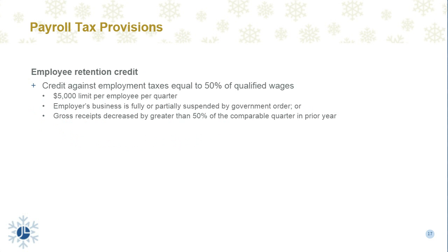The next piece that we wanted to remind everyone of is the employee retention credit. This is a credit against employment taxes equal to 50% of qualified wages. Qualified wages are essentially amounts paid between March 12th and the end of 2020. It excludes wages that were used for a credit on paid sick and family leave under the Families First Coronavirus Response Act. So if you've paid wages for someone that was sick or experiencing issues because of COVID, those wages would be ineligible. The credit is a $5,000 limit per employee and per quarter. It's available when your business is fully or partially suspended by a government order. It applies when gross receipts decrease by greater than 50% of your comparable quarter of the prior year, and the credit would then end in the quarter where gross receipts exceed 80% of the prior year quarter.